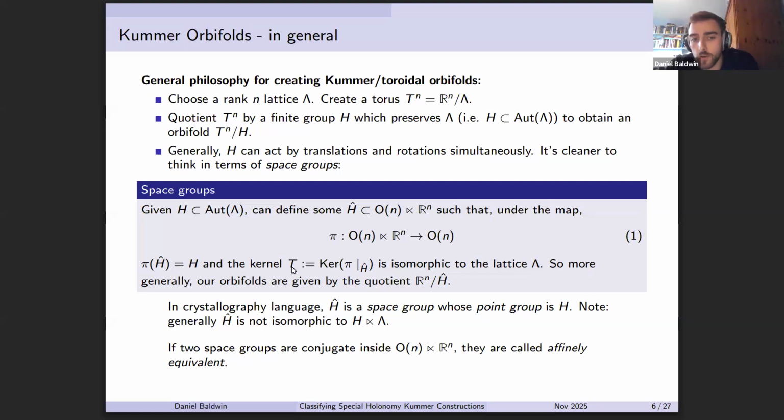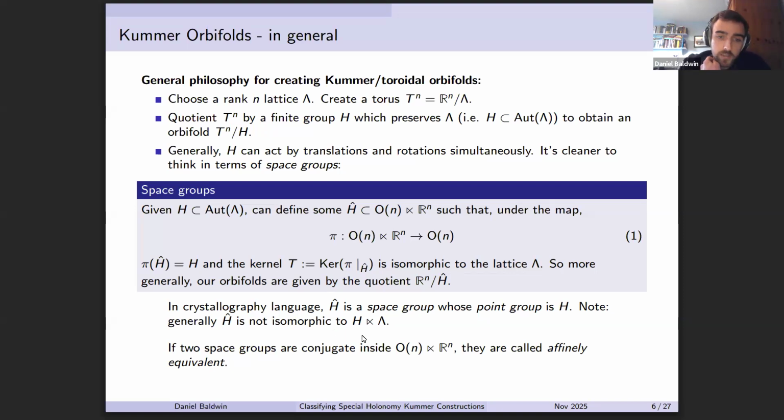So this just means that the group H hat contains the lattice lambda as a normal subgroup. So we can then more generally think of our orbifolds as being quotients of R^n by what's known as a space group H hat. Because H hat contains the lattice as a normal subgroup, by quotienting by it we get the torus, and then we act on it by the finite group of isometries, kind of in one step. In the language of crystallography, this is where it comes from: H hat is known as a space group, and H, its rotational part, is known as a point group. So I'll use that language throughout, space group and point group.